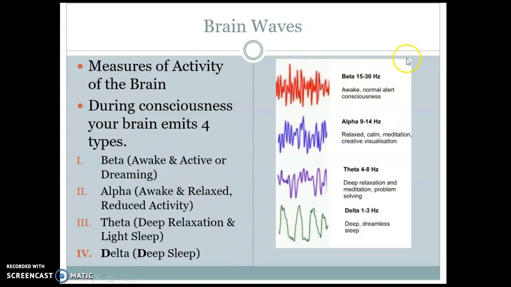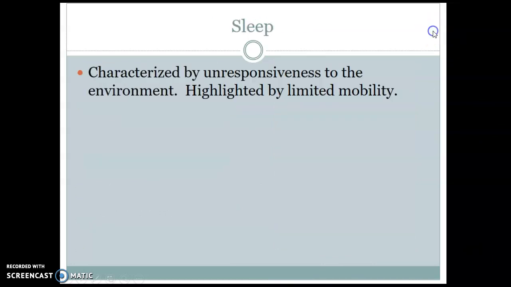So here's where we look at the different brain waves. Notice beta, there's a lot more activity. Alpha, there's a little less. Theta, a little less. And then delta, there's a lot less. So in deep sleep, your brain is going to be at its slowest activity.